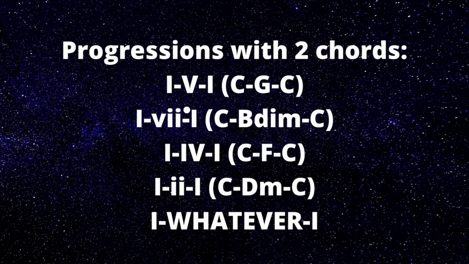So this is the part where we do progressions with 2 chords. First up, these are all in the key of C. The first one is 1-5-1 or C, G, C. 1-7-1, B, C, B diminished C. 1-4-1, C, F, C. 1-2-1, C, D minor, C. So essentially, anything where you go from C to another chord in the key of C and then back is a progression with 2 chords.